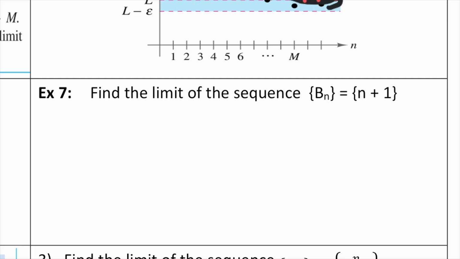For example 7, we're looking for the limit as n goes to infinity of our sequence b sub n. So that will be the limit as n goes to infinity of n plus 1. That answer, of course, is infinity. That means that the limit does not exist, and if the limit does not exist, we know that b sub n diverges.